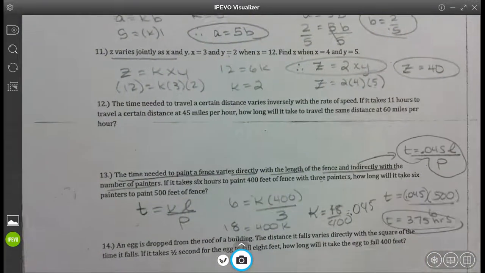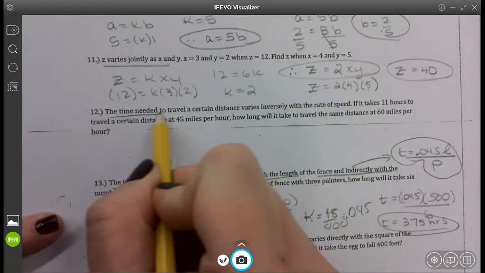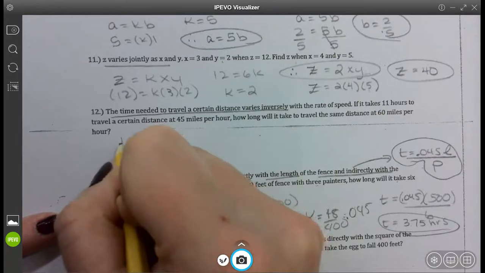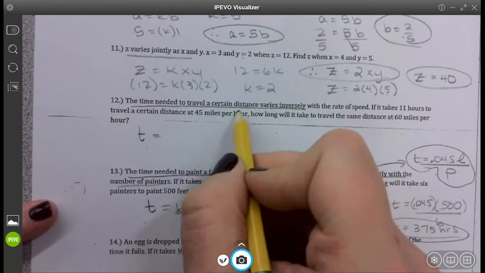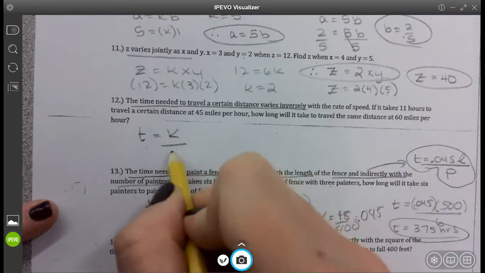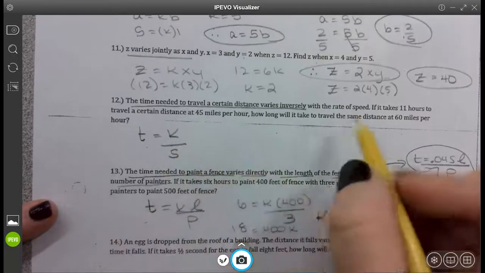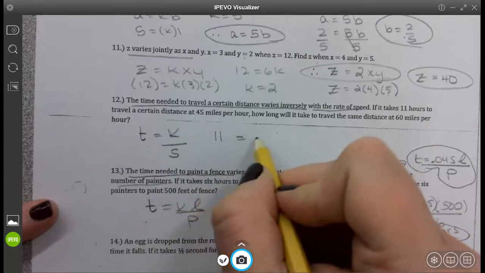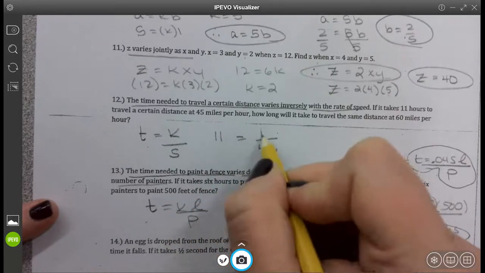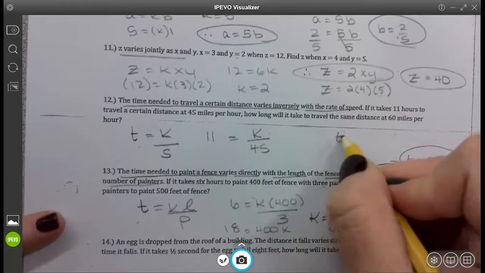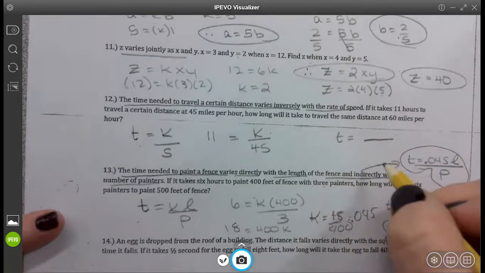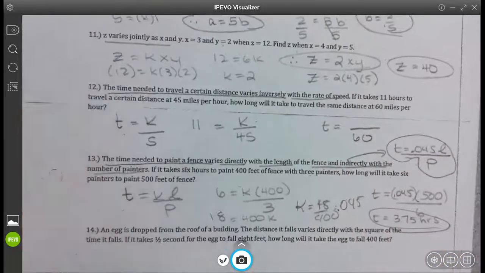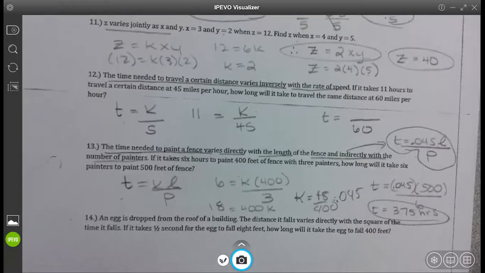It says the time needed to travel a certain distance varies inversely with the rate of speed. If it takes 11 hours to travel a certain distance at 45 miles per hour, how long will it take to travel the same distance at 60 miles per hour? Well, it's going to be more speed, so probably less time.